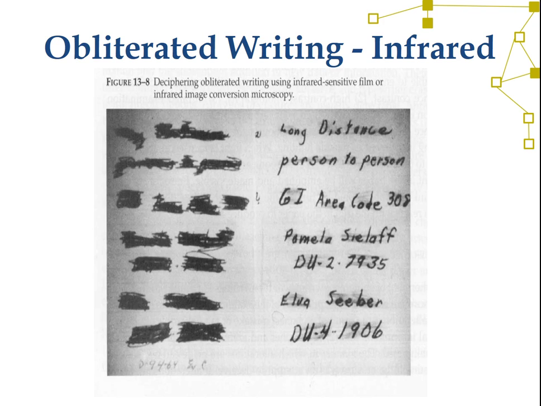So they're using basically infrared sensitive film or image conversion microscopy, which is kind of like an X-ray, where they can look through. You can look at the photo on the left and the comparison on the right. So they can use that image conversion to see what is underneath.